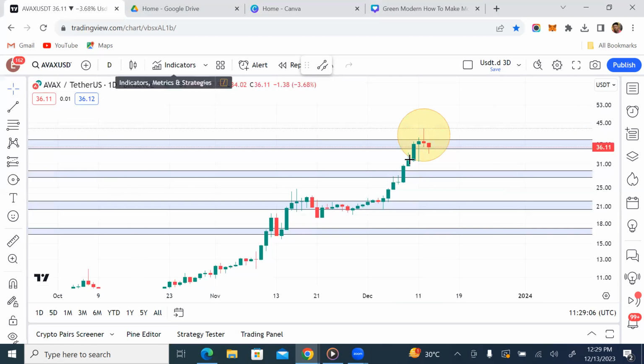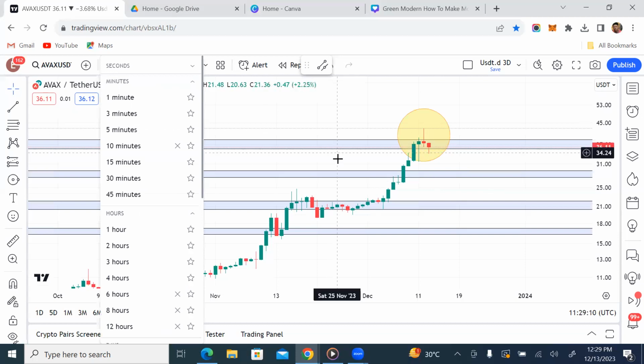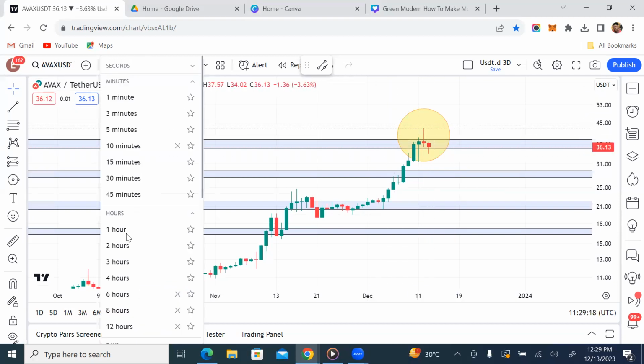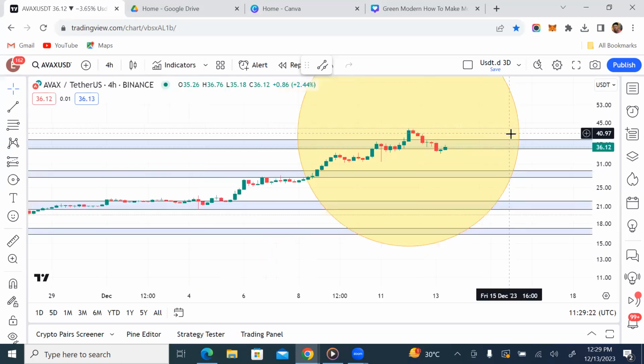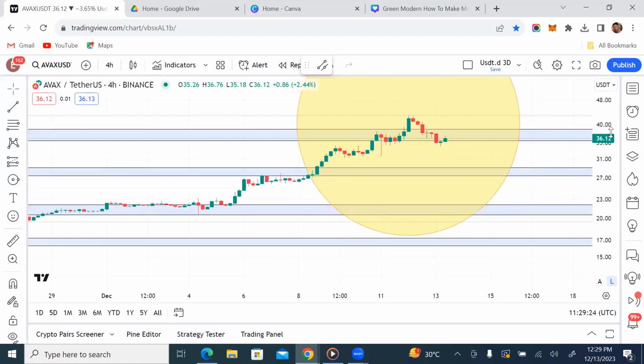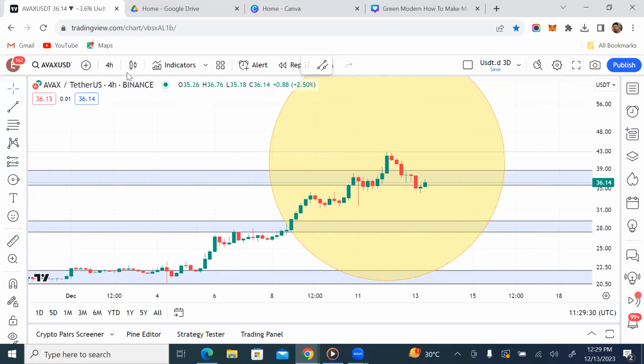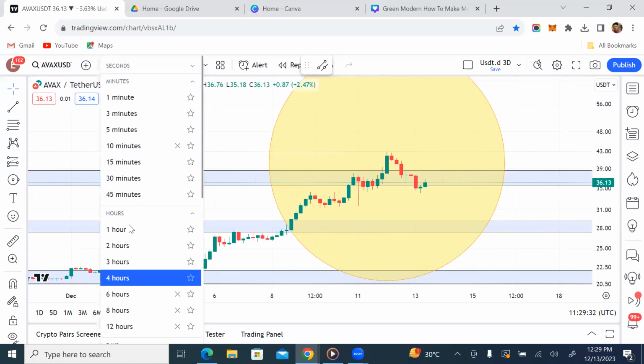Now, we've seen a rejection, right? We've seen a doji, we've seen a fractal here. A fractal is a reversal pattern. Now, let's go back to 4 hours and see what 4 hours is doing. Okay, this is what 4 hours is doing right now. But I want to show you how I was able to catch the reversal move.